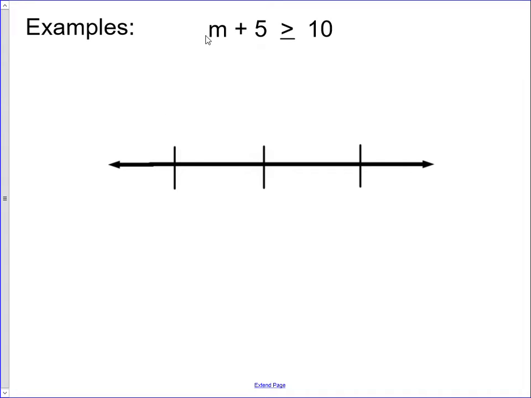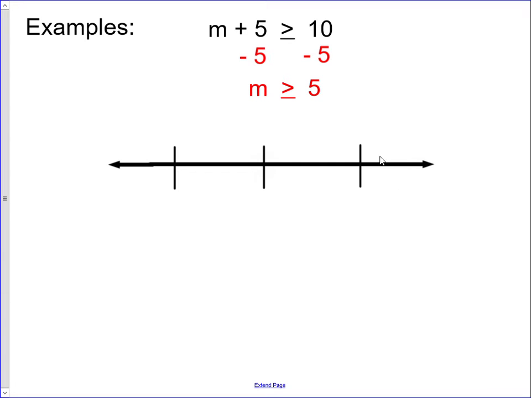Here we have the inequality m plus 5 is greater than or equal to 10. Well, to the variable here, m, they're adding 5. To isolate it, we need to do the inverse of adding 5, which is to subtract 5 from both sides. When we do so, we isolate the variable because plus 5 minus 5 is 0, so that just leaves m. So we have m is greater than or equal to 10 minus 5, which is 5. So our solution would be m is greater than or equal to 5.